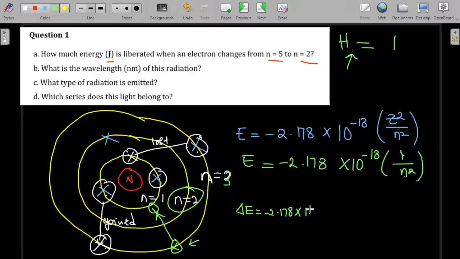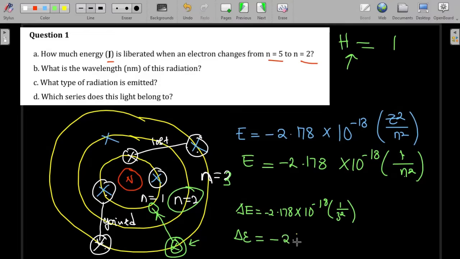2.178 times 10 to the power minus 18. We're assuming that this atom is hydrogen, and then 1 over N3 squared, so 3 squared, like this. So this is the energy that it has here in energy level number 3. And then it has gone to energy level number 1. So you also find the energy that it has in that one.